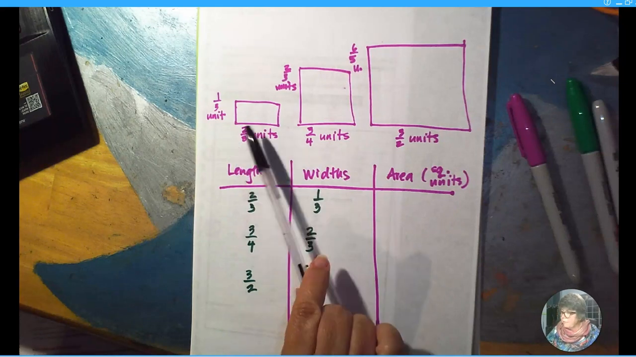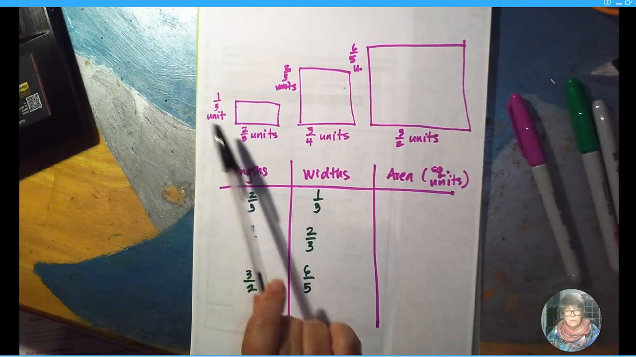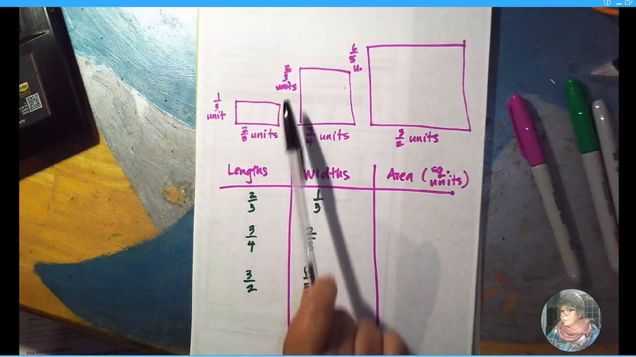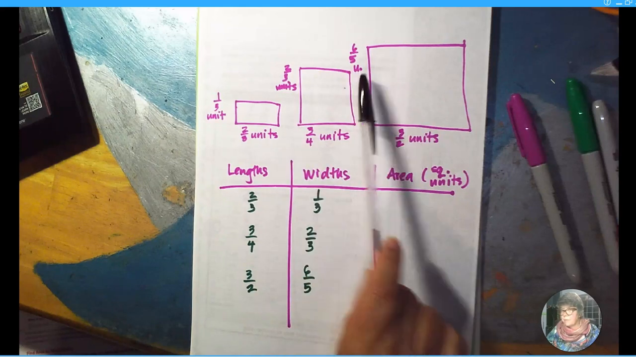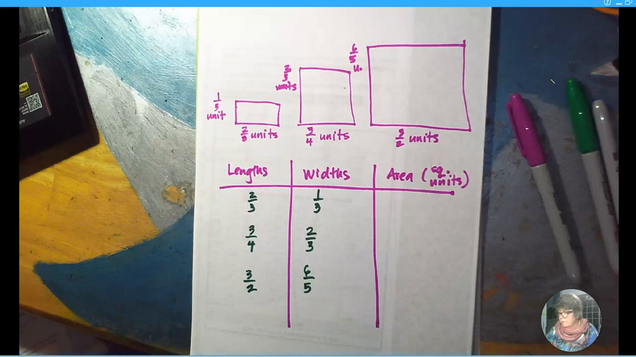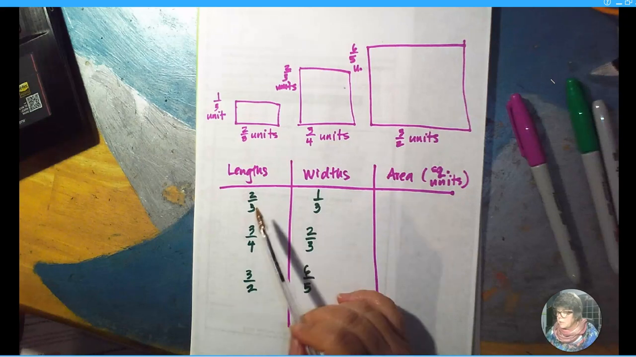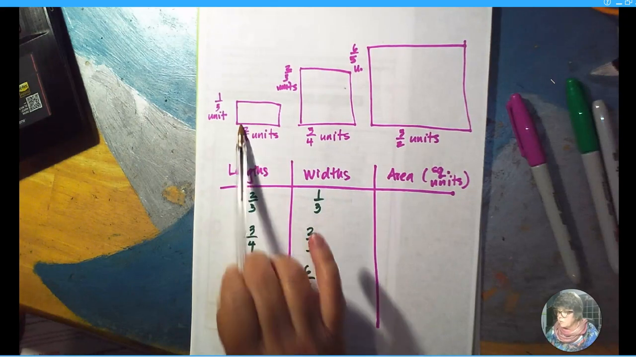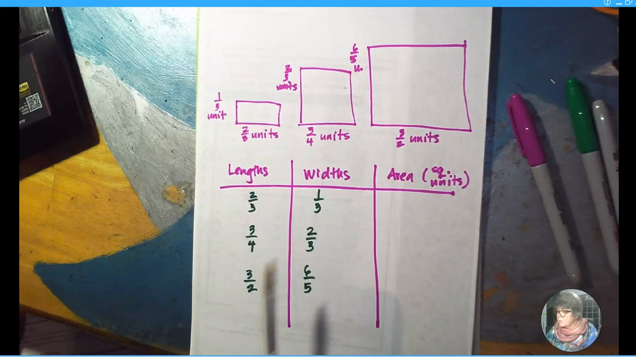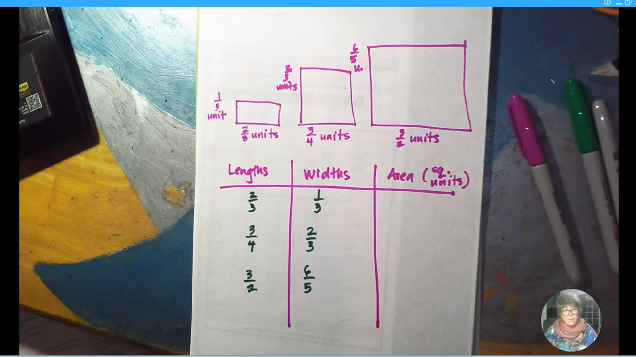Okay, here we have 3 rectangles. 1/3 by 2/3, 2/3 by 3/4, 6/5 by 3/2. So we have a variety, and I've written them all here in my chart, and let's double check I have the lengths and the widths, so 2/3, 1/3, 3/4, 2/3, 3/2, 6/5. Okay, and I need to find the area for those. So we said we were going to see if we could multiply. We previously found the area for all of these rectangles by tiling, but let's try by multiplying.